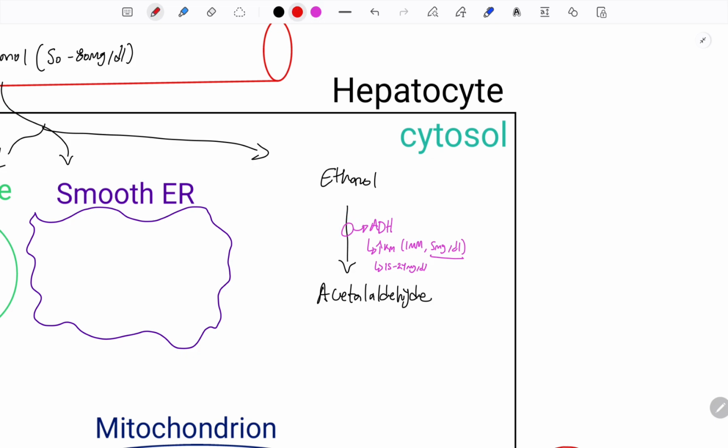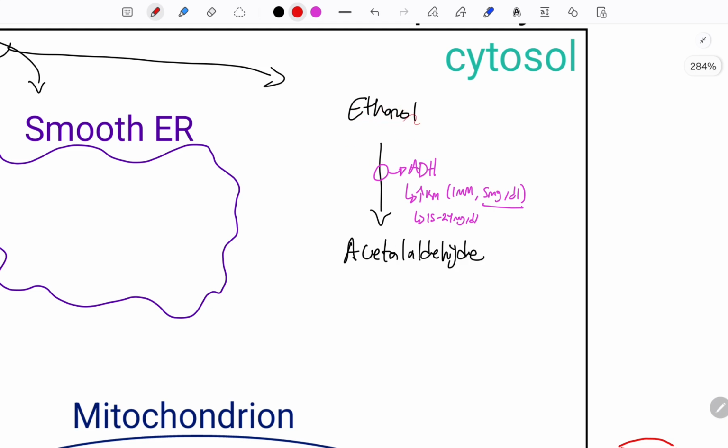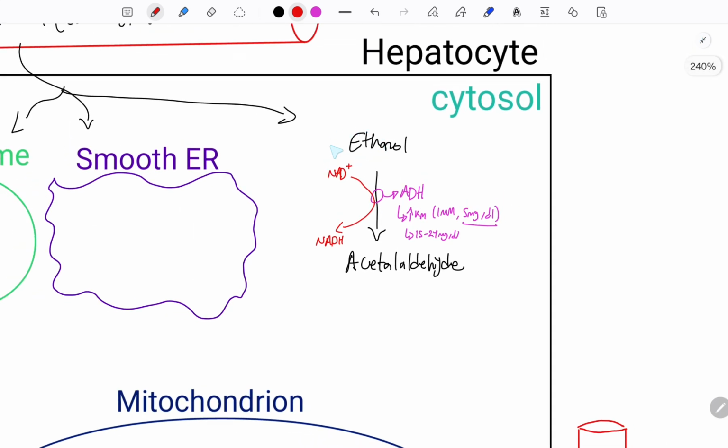Now, one thing I should mention is that during the process of converting this ethanol into acetaldehyde, this enzyme also uses NAD positive, which you guys know is coming from niacin, the vitamin. So one more time, this ethanol, with the help of alcohol dehydrogenase in the cytosol, will take this ethanol and the NAD positive, and it'll make acetaldehyde and NADH.